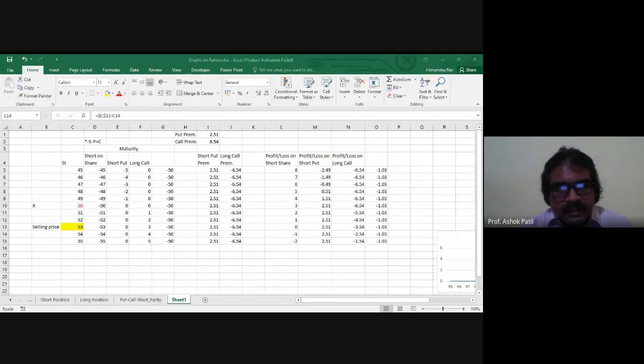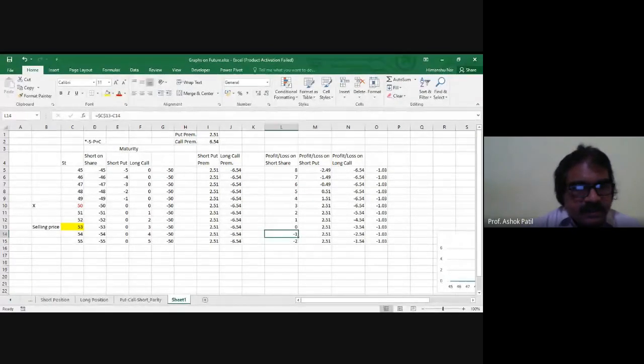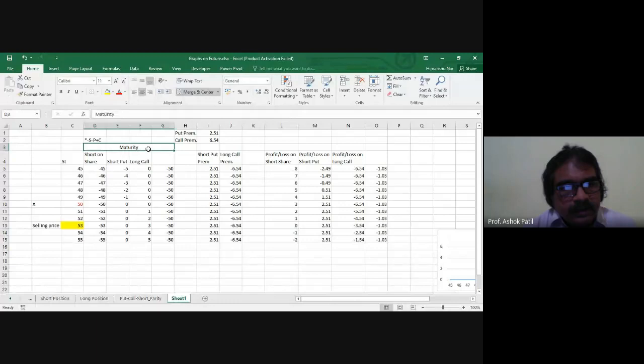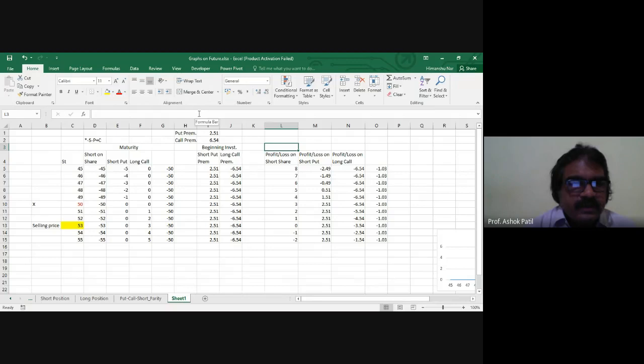See, now you can see that C, D, E, F, and G, in fact G also is there, are your maturity calculations. The I, J are the investments, beginning investments. There is no need of saying period. So beginning investment. Now, what is missing here is you have not put the short share investment.